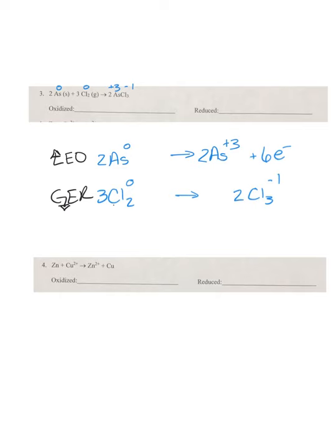Alright, again, you find the number of electrons that were gained by looking at the oxidation numbers. That's a 1 electron gain for each chlorine, but I've got 6 chlorines, so I've gained 6 electrons. What's being oxidized? The As with the 0 charge. What's being reduced? The chlorine with the 0 charge.